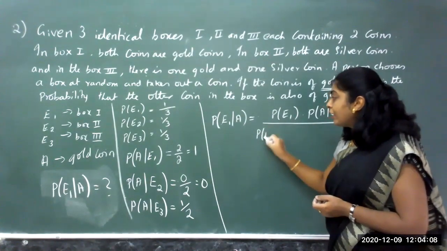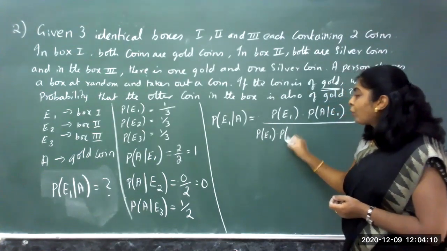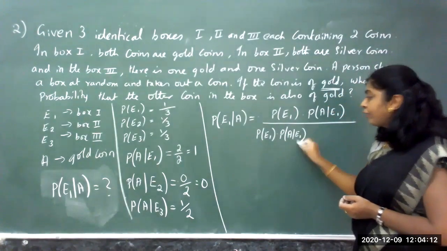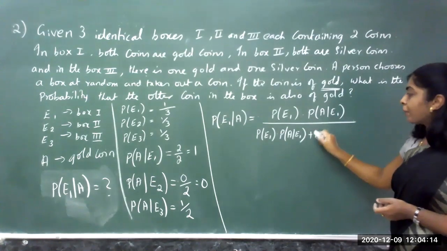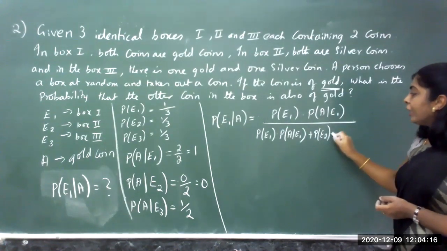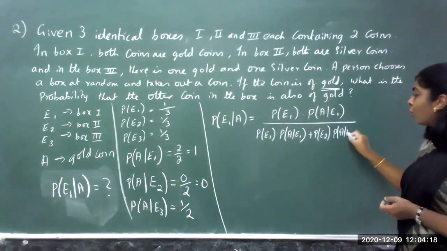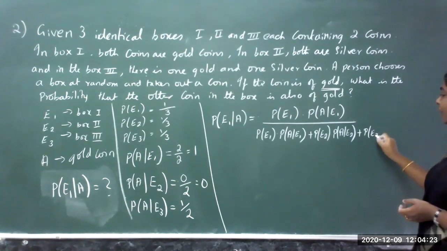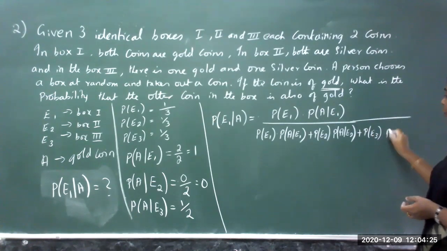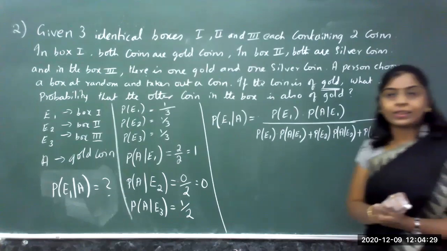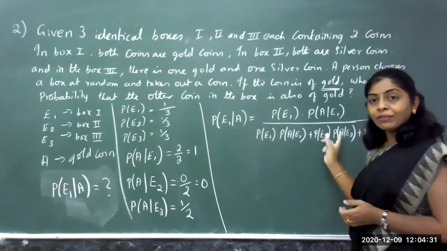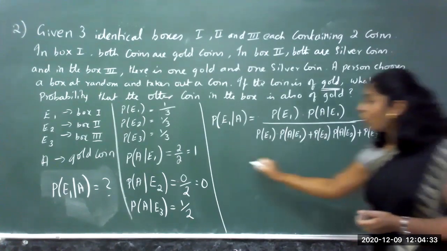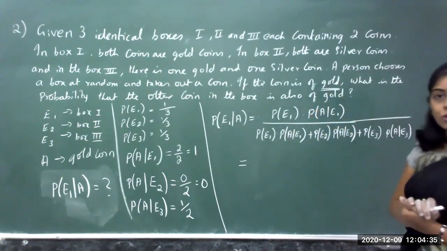So probability of E1 into probability of choosing a gold coin from box 1, plus probability of E2 into probability of choosing a gold coin from box 2, plus probability of E3 into probability of choosing a gold coin from box 3. It is three events, so sum of three terms. Already I have the data, let me substitute.